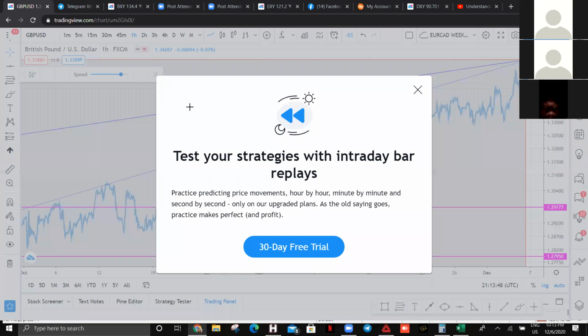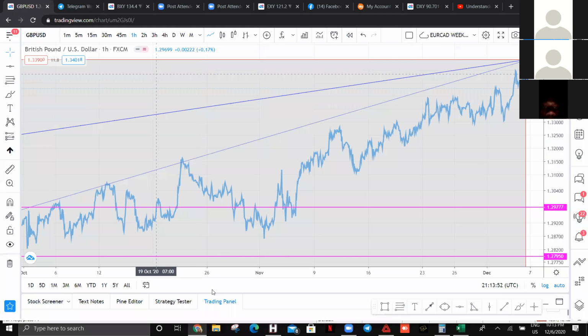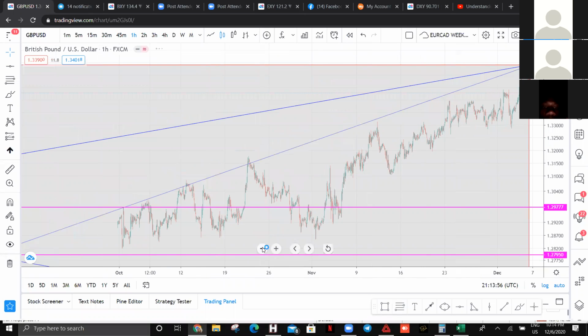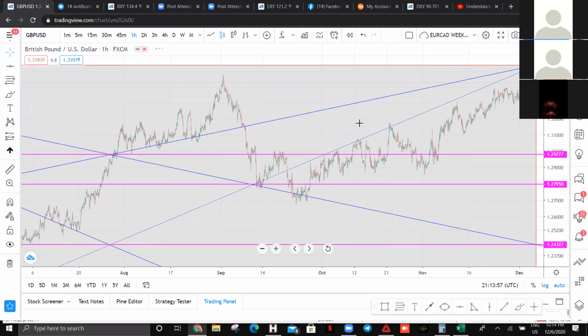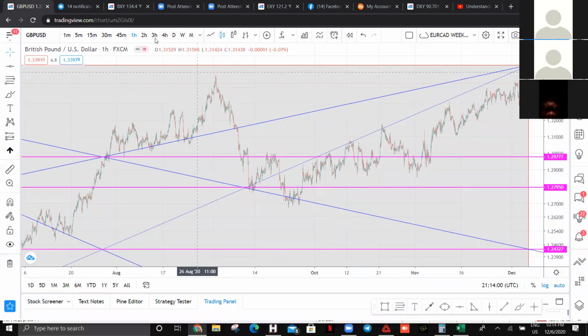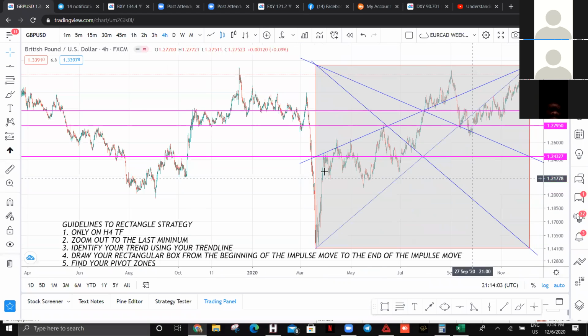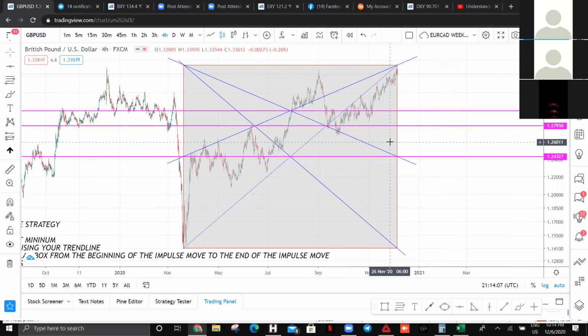I wanted to show you how you can backtest this thing using that replay. You cut it off and all that, but I think TradingView has actually improved on their stuff. So let's go back to H4 candle. Now you see how price is respecting all the pivot levels from here to here.